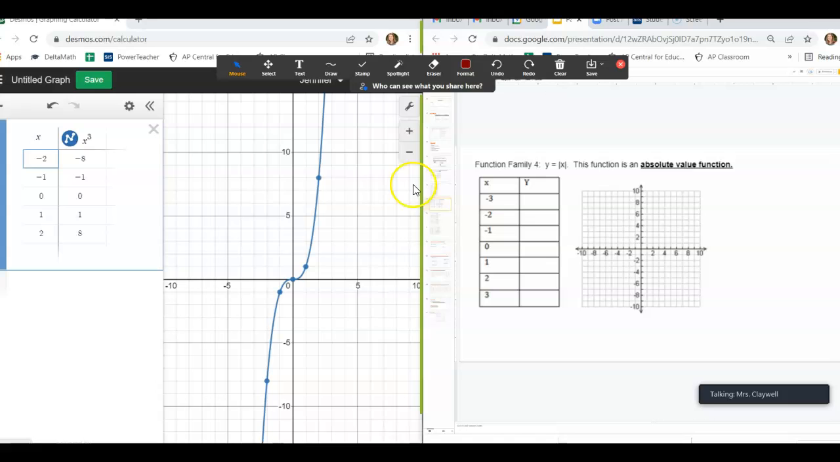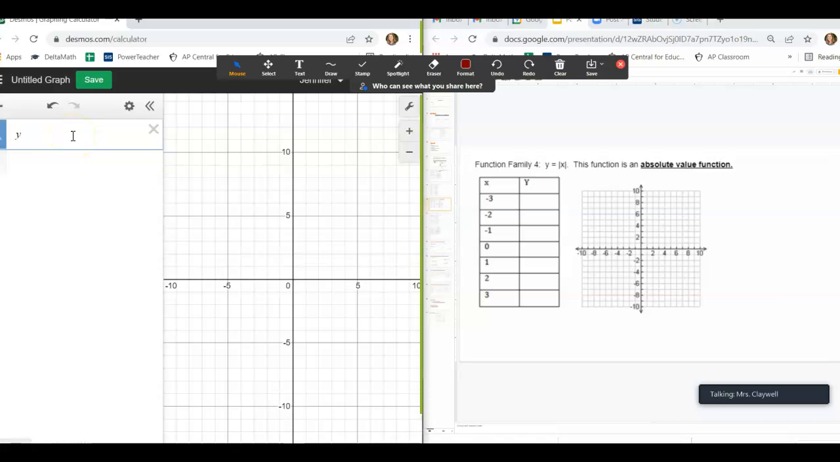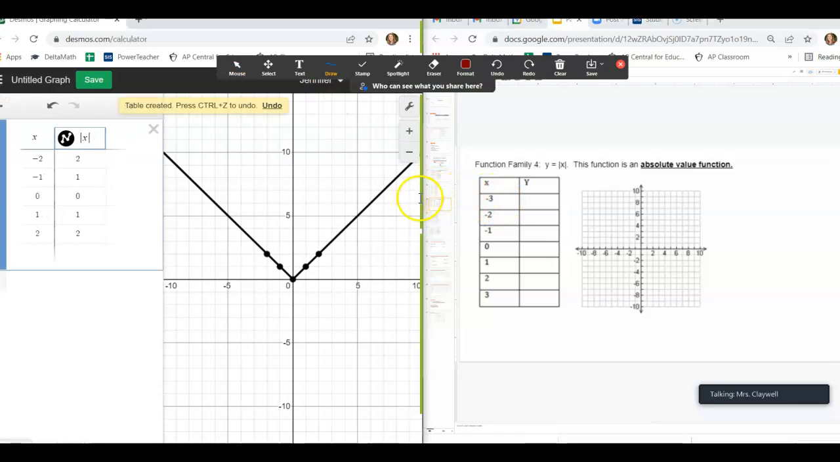And then absolute value looks like that. Remember, absolute value is taking anything negative and makes it positive. We're seeing how far away from 0 it is.